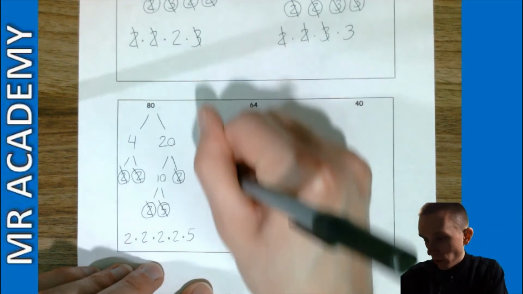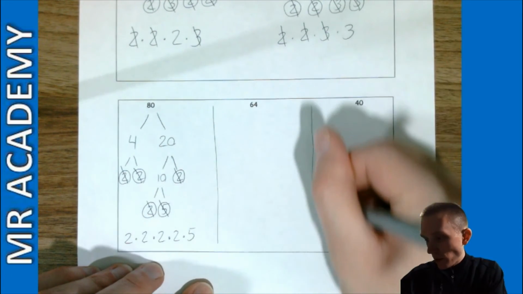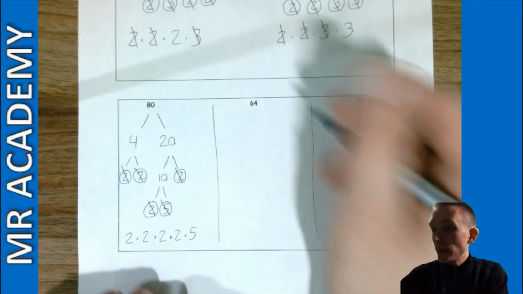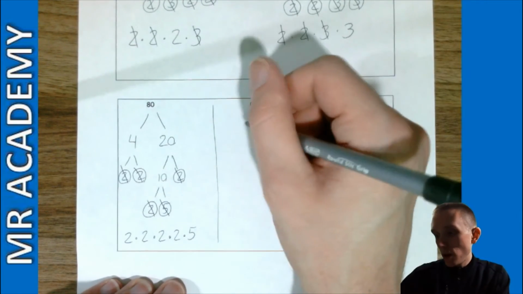All right, draw a line here. I'm going to try to separate these a little bit so we don't get the numbers mixed up. 64. Let's go 8 and 8.